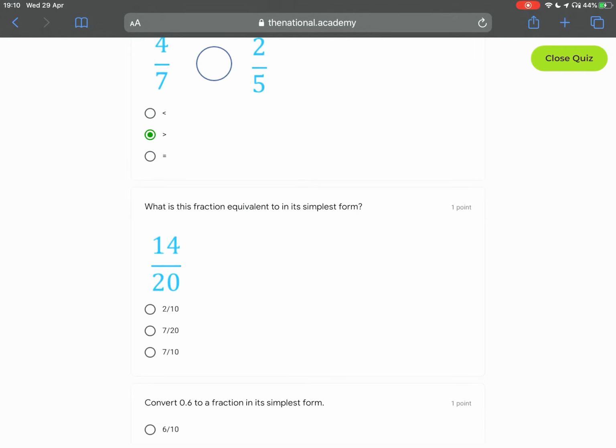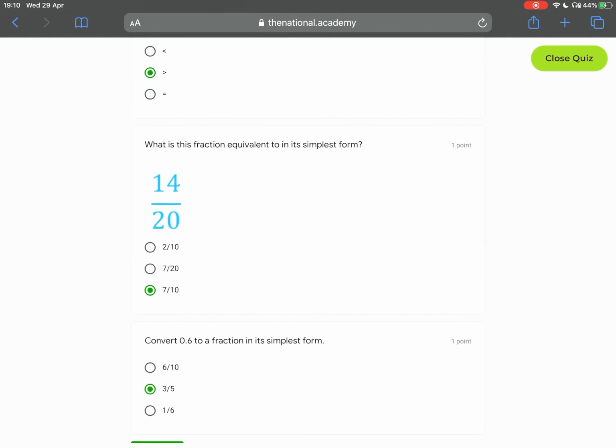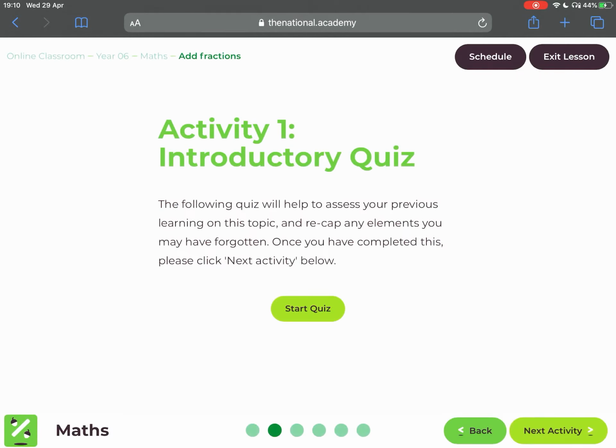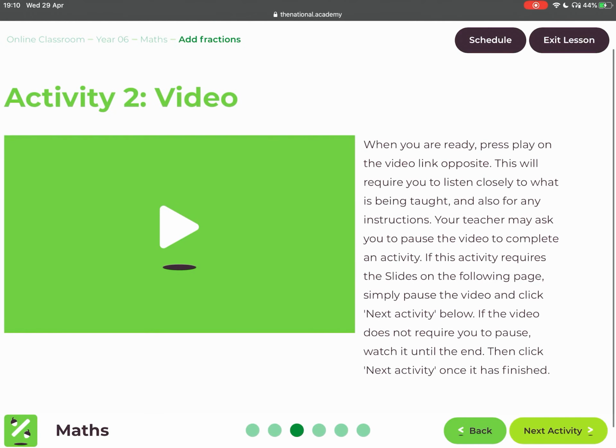Here, which is this fraction equivalent to in its simplest form? This should be that. Convert 0.6 to a fraction in its simplest form. It should be that there. So now that you've done this quiz, go to your video with Miss Parsons. She will explain about term-to-term rules and how to add fractions. She will ask you to pause the video a few times and answer some questions.